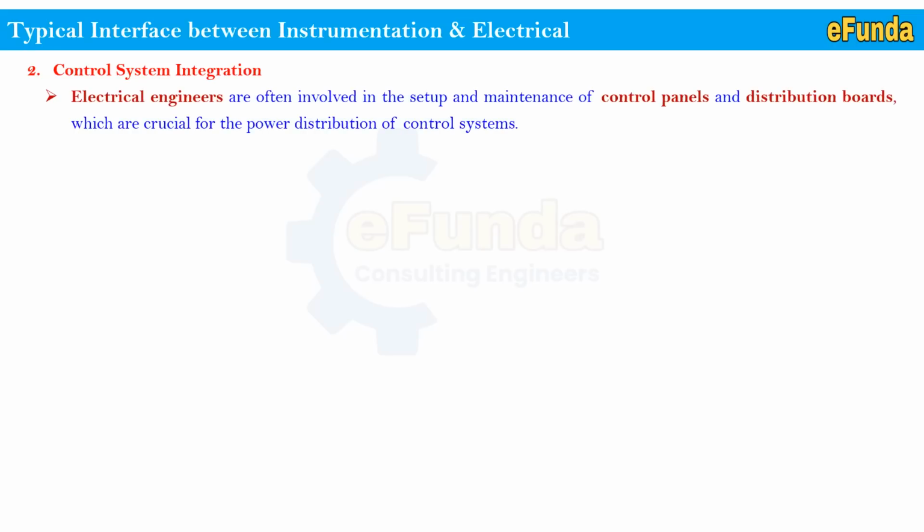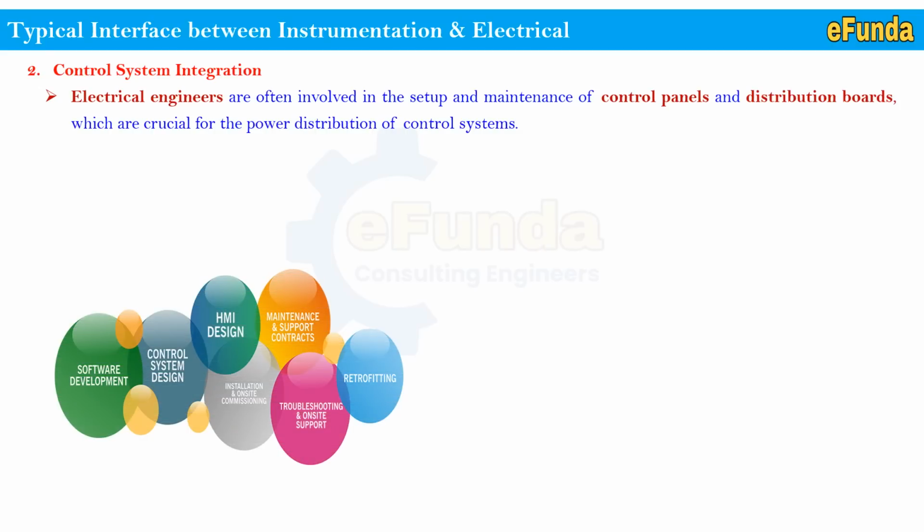Second, control system integration. Electrical engineers are often involved in the setup and maintenance of a control panel and a distribution board, which are crucial for power distribution of a control system. One can refer to the first picture where the interface points are shown, associated with the software development, control system design, HMI design, installation and on-site commissioning, maintenance and support contract, troubleshooting and onshore support and retrofitting. These are the activities being done.